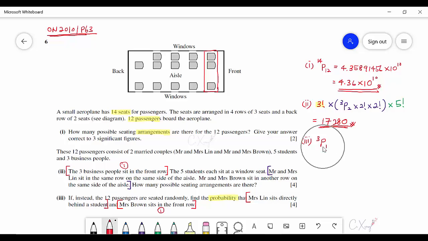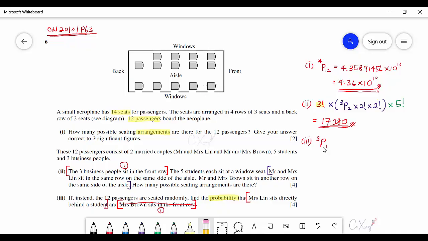So this is for Mrs. Brown. Okay, so once I settle the first condition already, now I'm going to consider the second condition here. Mrs. Lin sits directly behind a student. Okay, so let's assume that Mrs. Brown is sitting here.